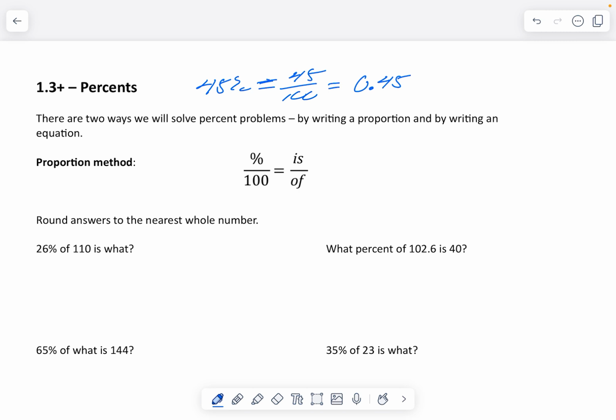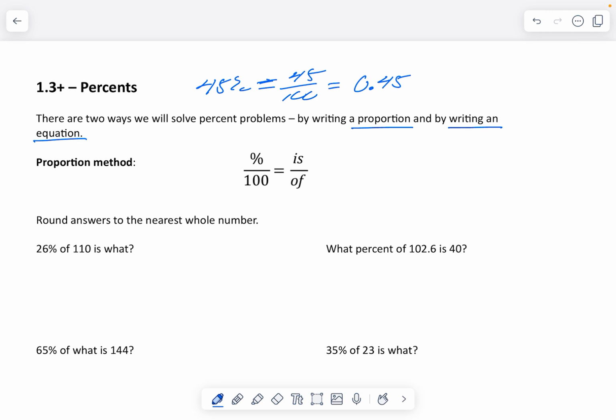Now, as far as percent problems go, we're going to use two different methods. We're going to do the proportion method, and we're going to write an equation. I'm going to show you both methods. You're going to have to practice both methods on the homework, but when it comes to the test, you can choose which method you want to use, okay?